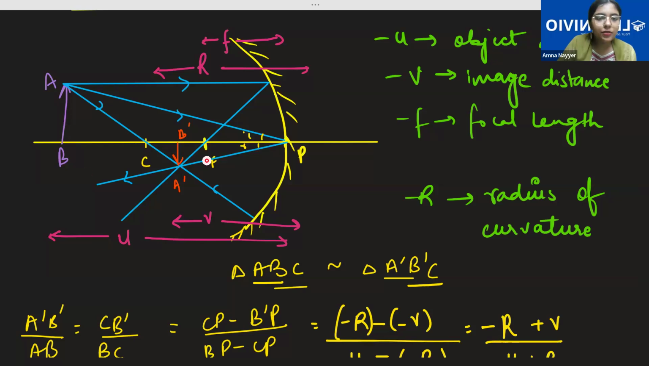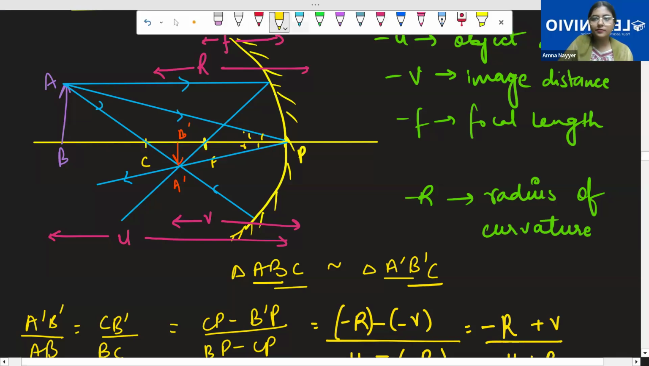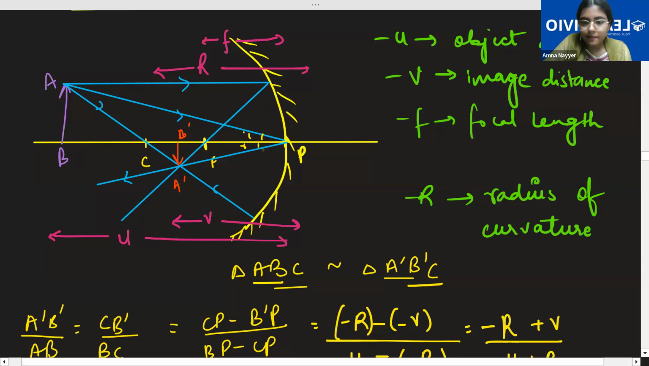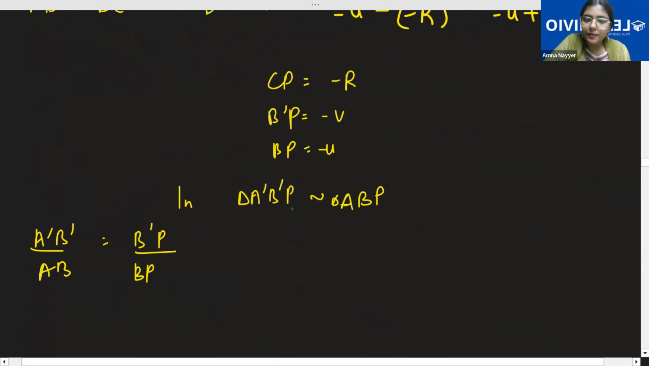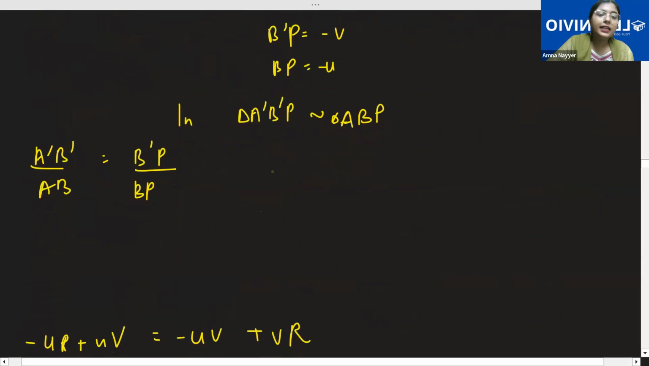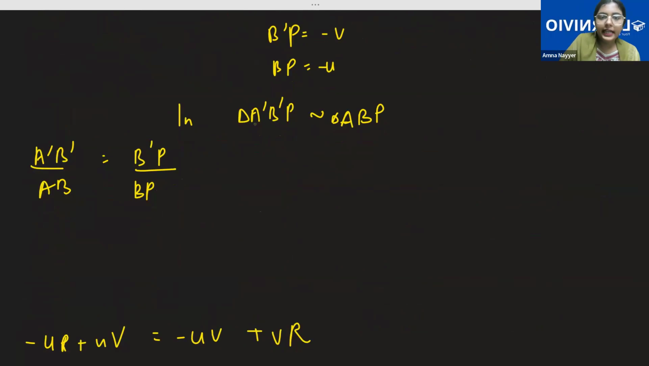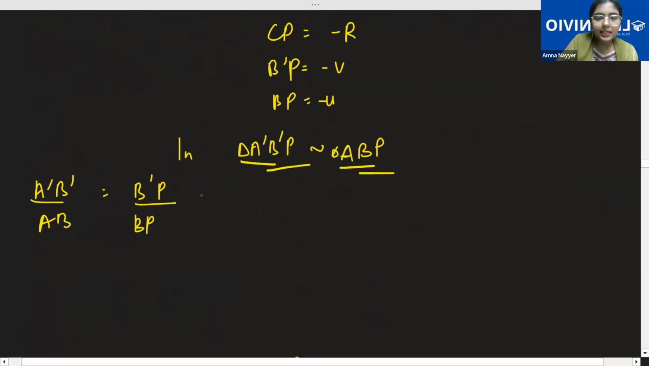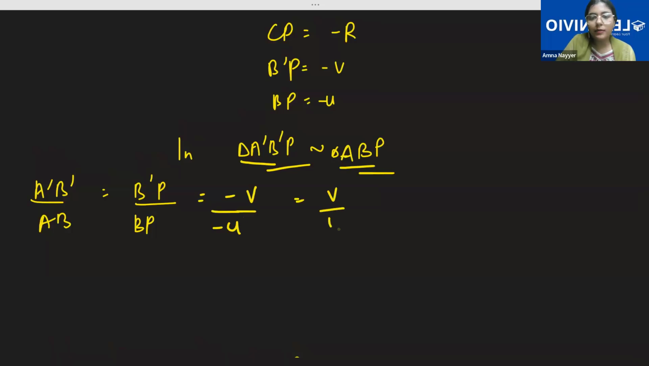So here, if you see, they have the common side. The angle of incidence is equal to the angle of reflection. Again, the triangles are similar, right? Yes, ma'am. So I can say triangle A'B'P is similar to triangle ABP. Now see here, A'B' by AB is equal to B'P by BP. What is B'P? It is minus V. BP was minus U. So we get V by U. Let's equate this.